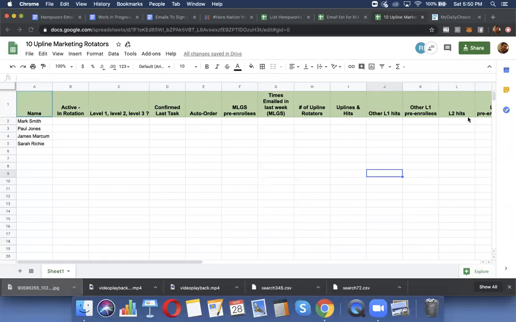Okay, so I wanted to go over how to use this sheet, this Google Sheet. This is both for those of you who are upline, just wrapping your head around how simple this can be, and those of you who are getting added to your upline's marketing rotator, so you understand how to report the information on here.